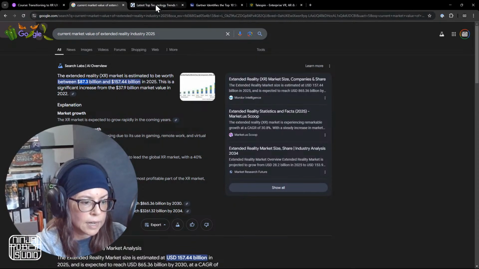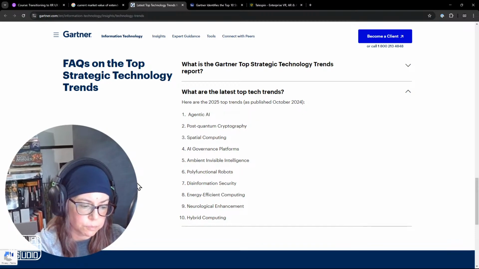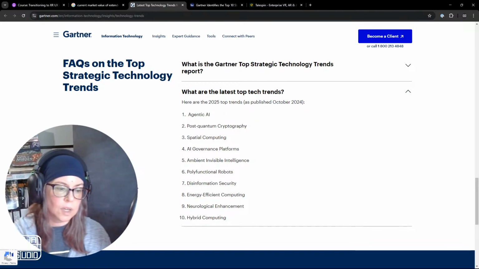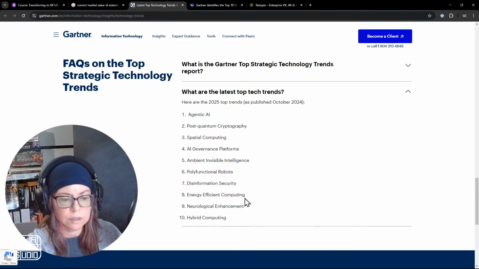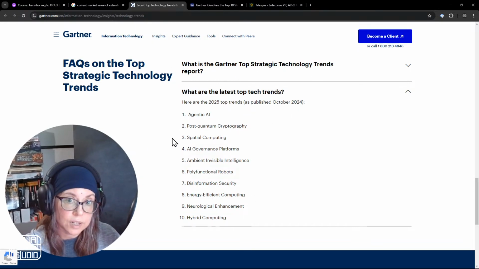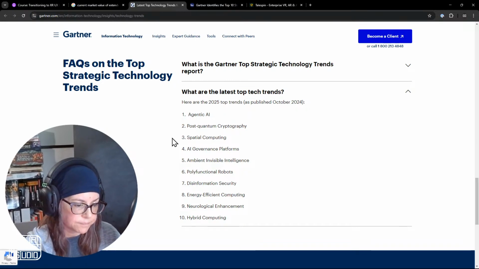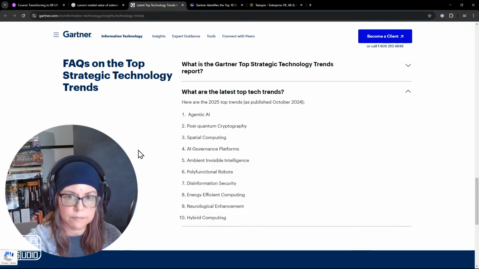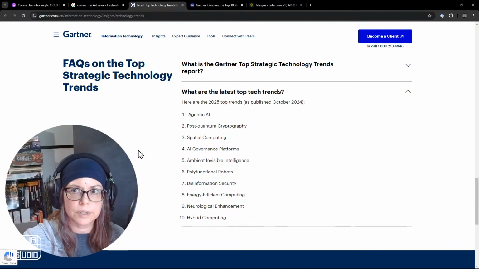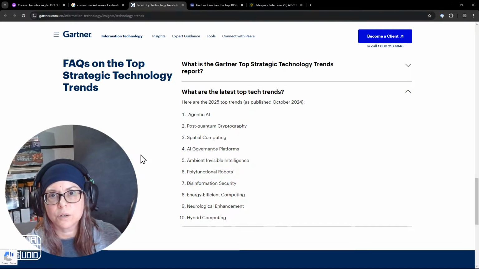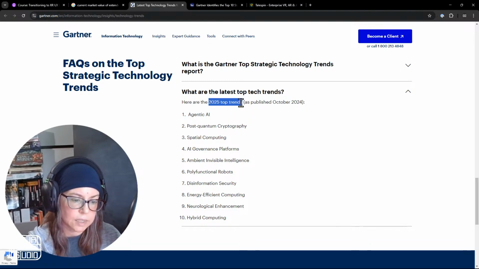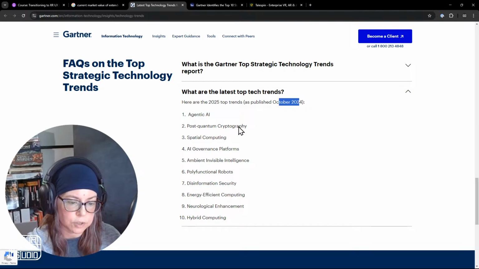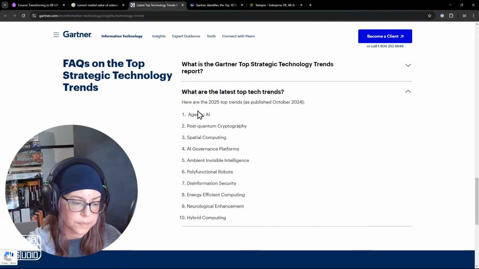So then let's look at the latest Gartner report. Because the latest Gartner report tells us what we should be looking at in 2025. These are the reports that I've been looking at all these years to see what the trends are, how it's going. And currently, the top 2025 trends that we need to keep an eye on, and this was published in October 2024.